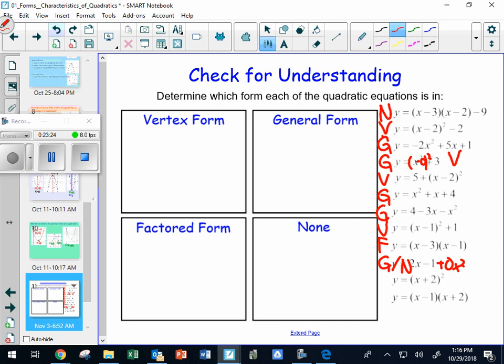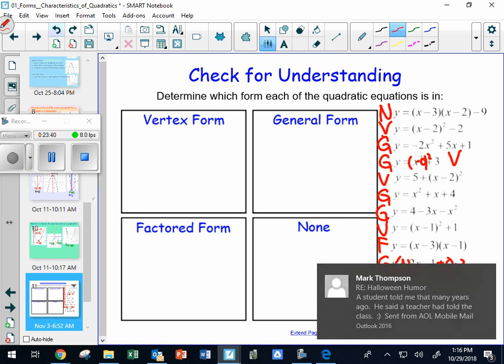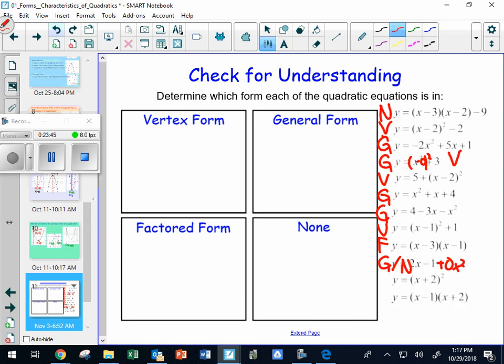What about these last two? Vertex? All right. And then what about this last one? Factored? All right. Look over yours. Is this what you wrote down? And if not, think about why.